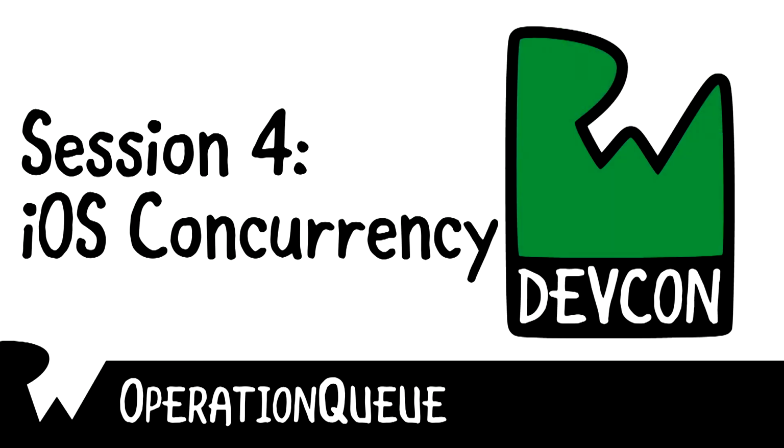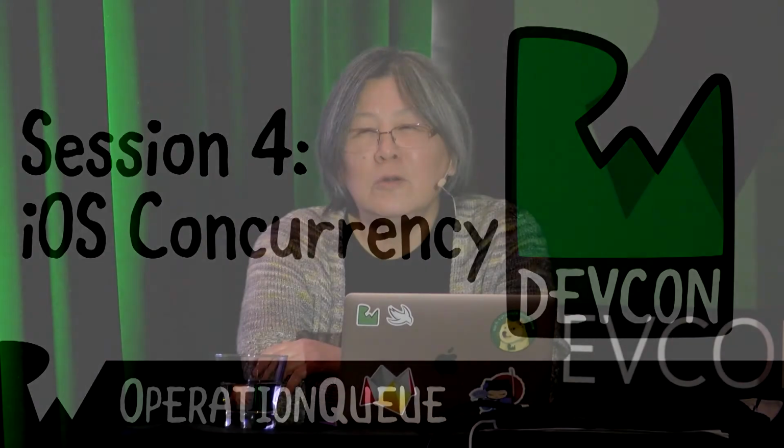Okay, so the second part, we're going to learn about operation queues. The operation queue is just the Cocoa equivalent of a concurrent dispatch queue. Dispatch queues always run first in, first out. Operation queues let you set up dependencies between tasks, and that can change the order in which they run.